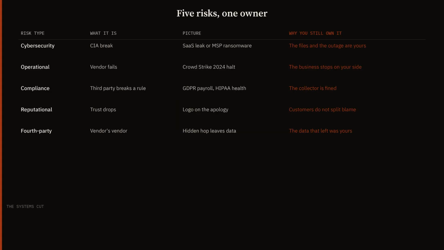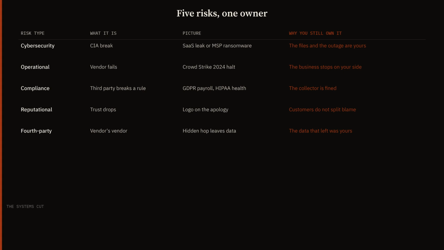Those 5 types sit on one table because they travel together. Cybersecurity risk is a CIA break, and the picture is a leak or a ransomware launch from a provider. Operational risk is a vendor failure, and the picture is a halt with no attacker required. Compliance risk is a third party that breaks a rule, and the picture is a fine on the organization that collected the data. Reputational risk is a drop in trust, and the picture is a headline that does not print the vendor. Fourth-party risk is a vendor's vendor, and the picture is data you never reviewed, still leaving.